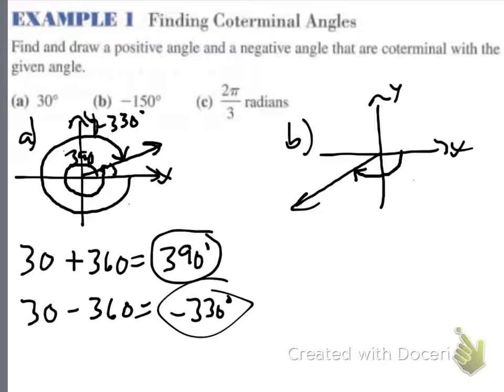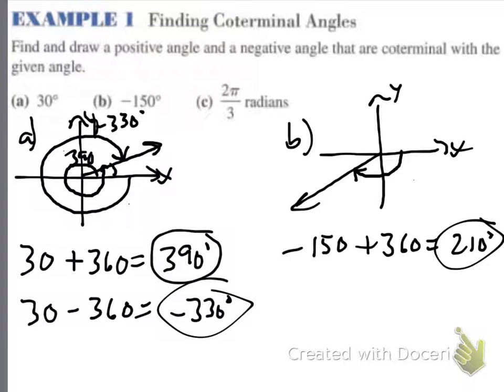Now, for the positive coterminal, I just add 360. So that's 210 degrees, which is really just me going from here all the way around.